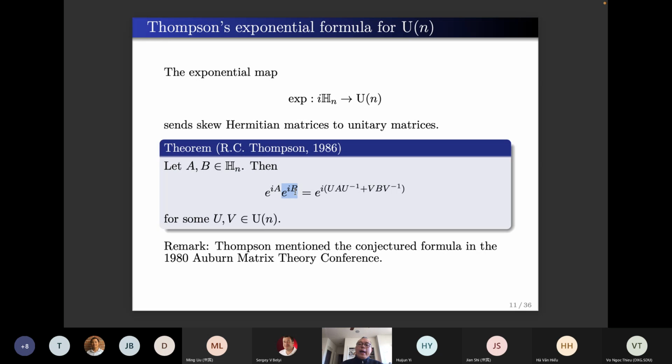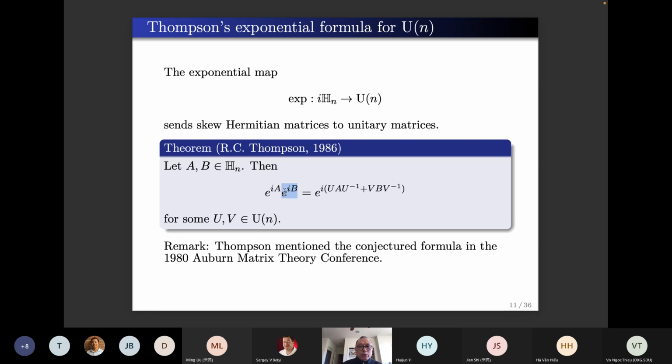All right. And it turns out Thompson managed to prove that you can find U and V both unitary, such that the left side and the right side are the same. So let's try to understand the formula. Okay. Here's the formula. As I said, e^{iA}, e^{iB}, both are unitary matrices. So as you multiply them together, you get a unitary matrix. But what is the form of the unitary matrix? And of course, you can say, oh, we have the Baker-Campbell-Hausdorff theorem, or formula, and then use it.